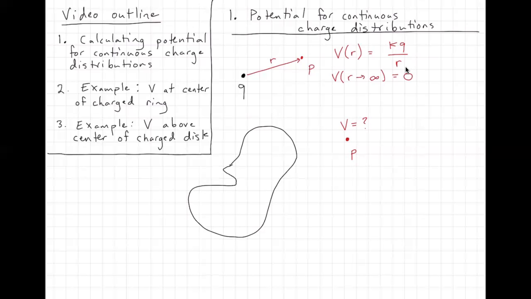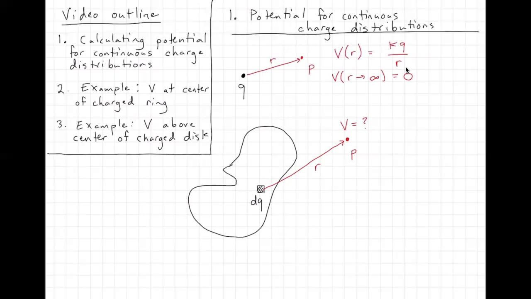So let's imagine that we split up our continuous charge distribution into a bunch of tiny little infinitesimal charges. So let's say at some point right here, I have some tiny bit of this object, and that tiny bit of the object has some amount of charge, dq. And that amount of charge is so small that I can treat it effectively as a point charge. And there's some distance from that dq to the point I'm considering, and I'll call that r.